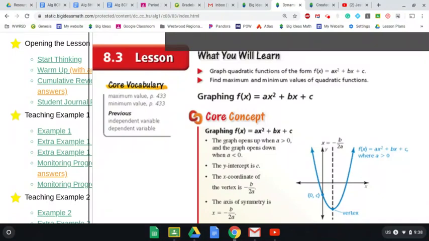Hi everybody, today we are going to start section 8.3, and in this section we are going to graph f of x equals ax squared plus bx plus c. So what's new in this section is that now we have this bx term in the middle. This form of our quadratic function is called standard form of a quadratic function, ax squared plus bx plus c. What happens when we add in this bx is that the vertex of our parabola is going to move left and right. So not only will it move up and down, but it'll move left and right.